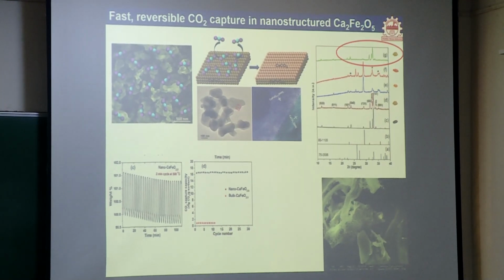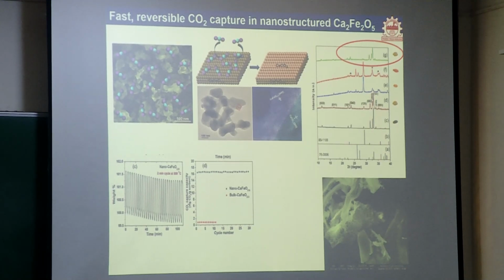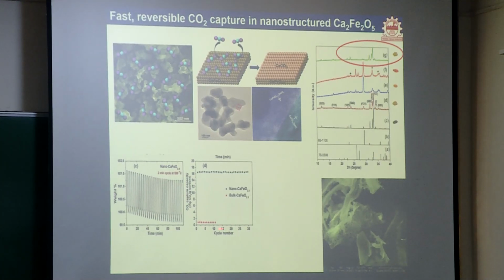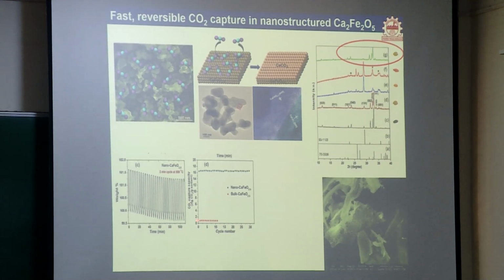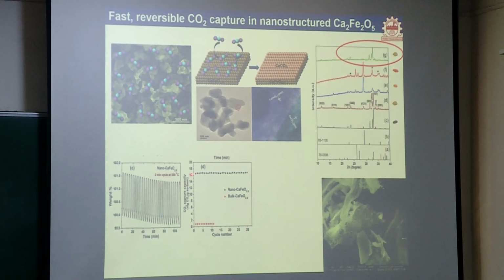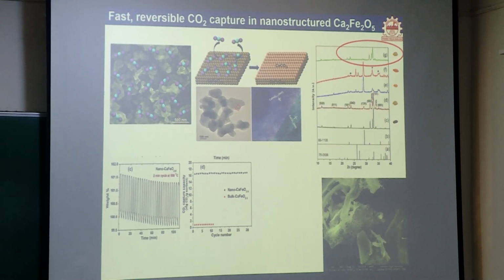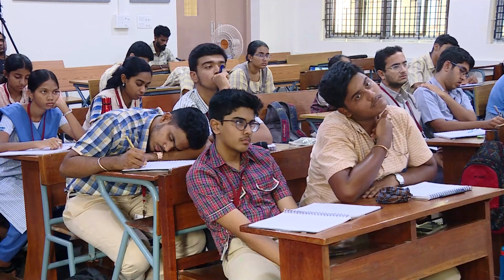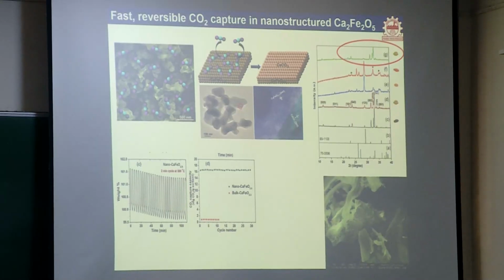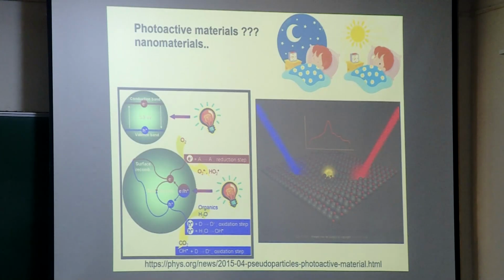Another interesting thing is when you heat this, it will come back to its initial form because it gives away CO2 again. So this is a very important material for carbon dioxide capture at room temperature. And if you see the reactivity compared to bulk, bulk CFO has almost no activity, whereas for the nano one, you see the carbon dioxide capture capacity is very high as compared to that of bulk, and it can also be recycled for a number of cycles as compared to that of bulk. So these are examples which tell you the importance of synthesizing a material in nano form.